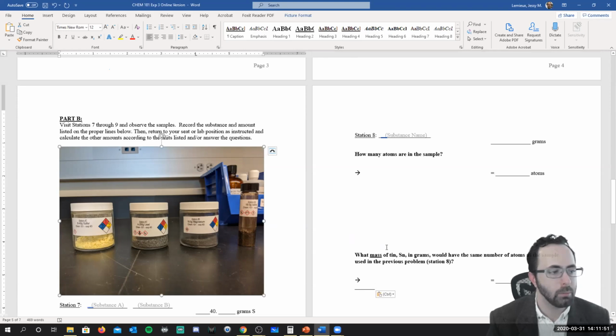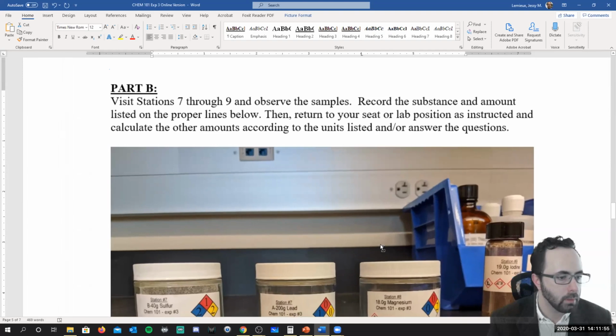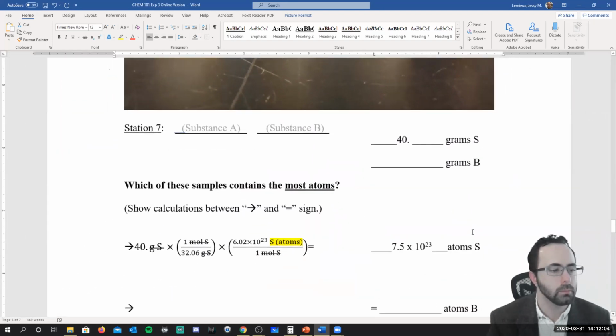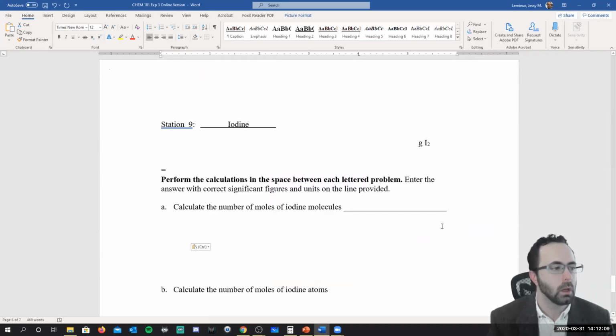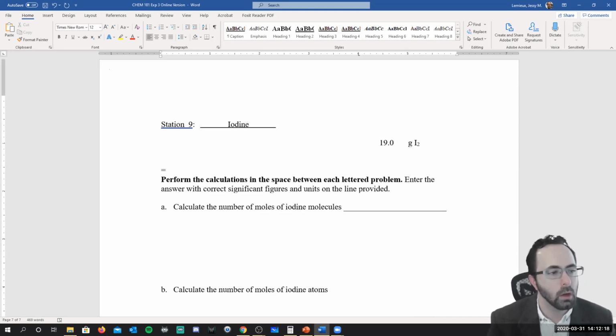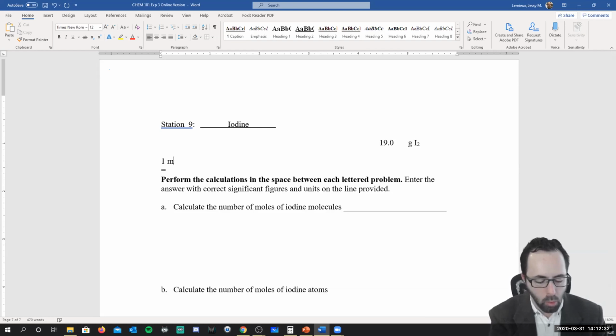With station 9, we have 19.0 grams of iodine. If we look closely at the picture there, it's 19.0 grams of iodine. We're going to put that here. And what's important is this is I2. So if you want to go between grams and moles of I2, you need to get the molar mass for I2. So 1 mole of I2, and this is where people have a hard time. It's really tough at first to get the idea of counting the atoms that are in the molecule. Iodine is an element that comes in the form of a molecule. So if I have 1 mole of I2 molecules, that means I have 2 moles of I atoms.